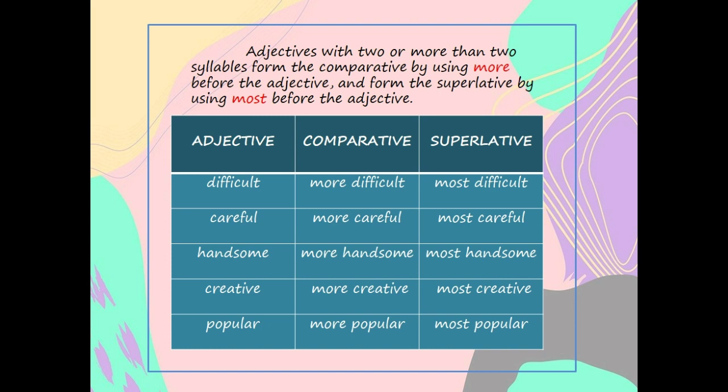is an adjective which has more than two syllables. So for the comparative degree, we add more to make it more difficult. And then for the superlative degree, we add most, so it becomes most difficult. So difficult, more difficult, and most difficult. Other adjectives are careful, more careful, most careful, handsome, more handsome, most handsome, creative, more creative, most creative, popular, more popular, and most popular.